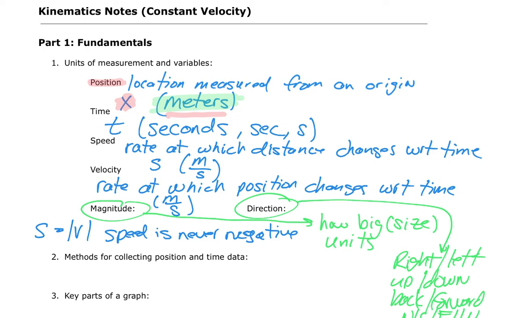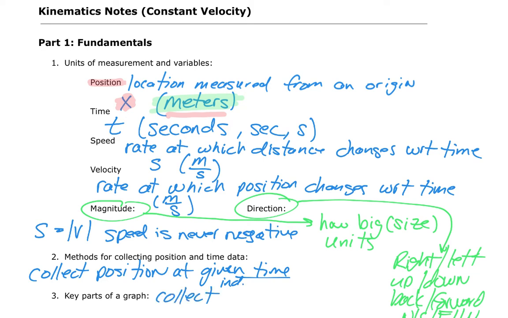Now, we collected a bunch of data, all right, and we talked about some methods for collecting position and time data, and we came up with two different methods, right? So we can collect position data at chosen times. So time, in this case, would be our independent variable, right? Or we can collect time data at given positions.